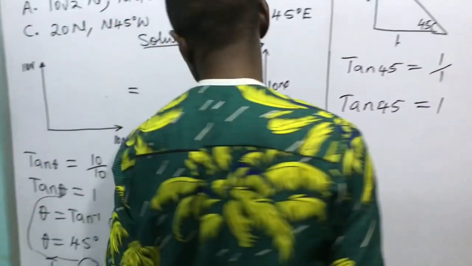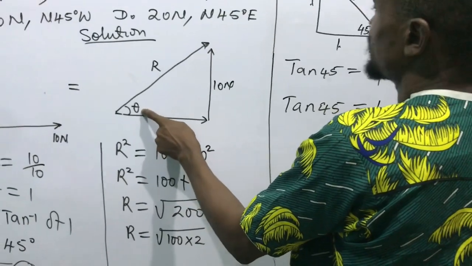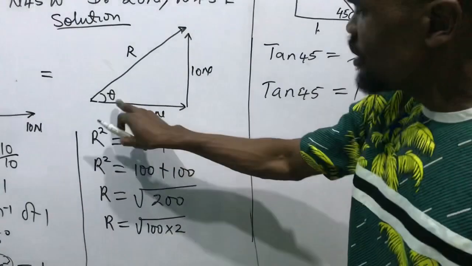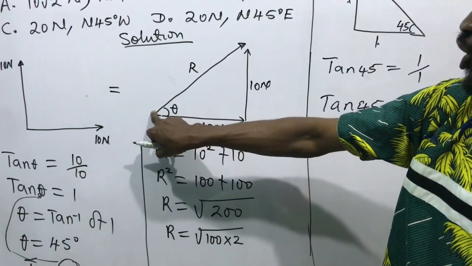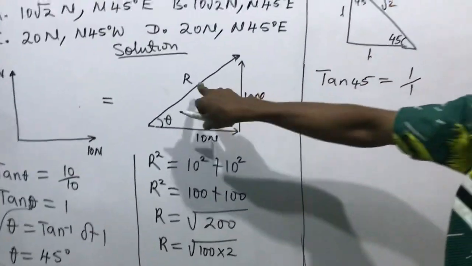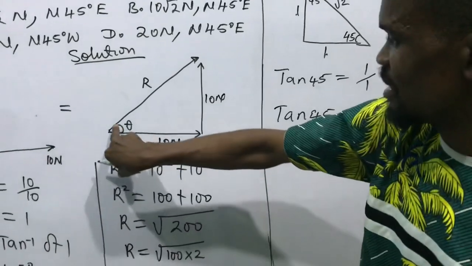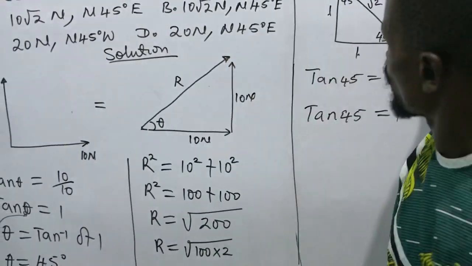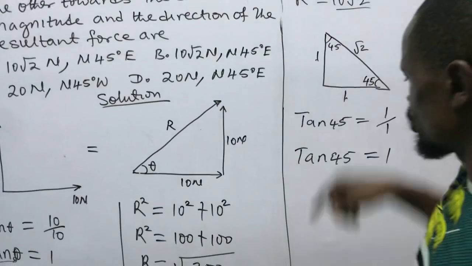Therefore, I have gotten the direction of the resultant force to be theta. If this theta is 45, what's the direction? It's moving from north towards east. Look at it. It's moving from north towards east. Are you following me now? It's moving from north towards east.